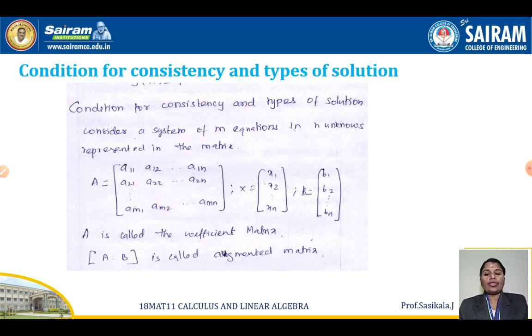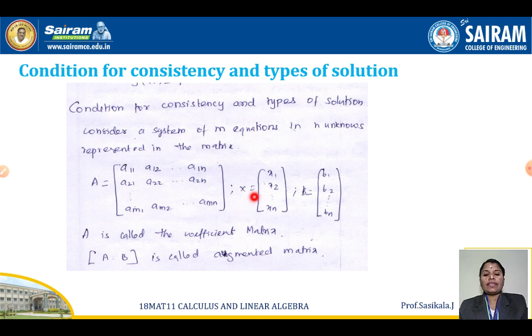First we are going to consider a system of m equations in n unknowns, which is represented in matrix form. The general format has been taken. I can take it as matrix A, the coefficients of all the x1, x2, x3 up to xn, in terms of matrix format. So a11, a12, up to a1n, similar for the second row and the third row, up to the mth row till the nth column, that is am1, am2, up to amn. Now we can take capital X.